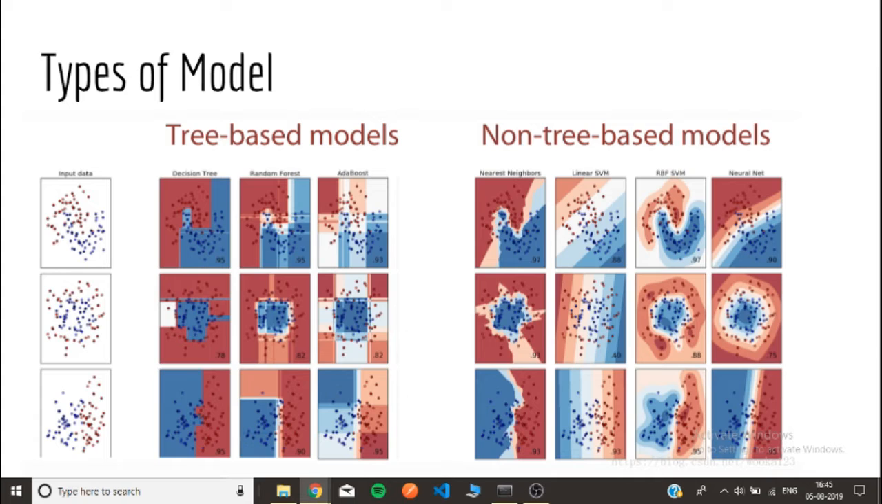whereas non-tree-based models or linear models are capable of handling only linear relationships. They work with a single type of data and are interpretable. Let's see some of the basic tree-based models and non-tree-based models closely.